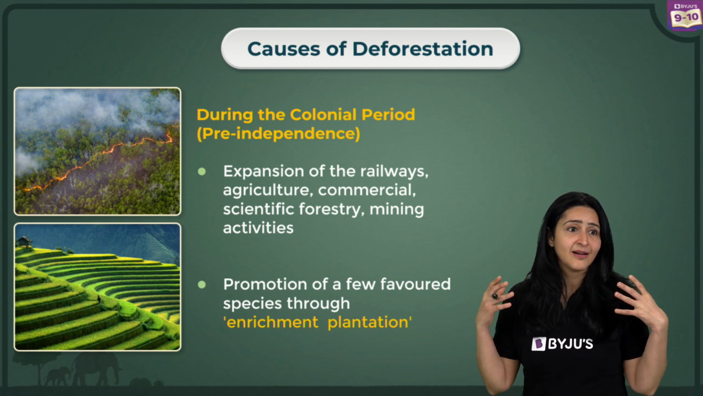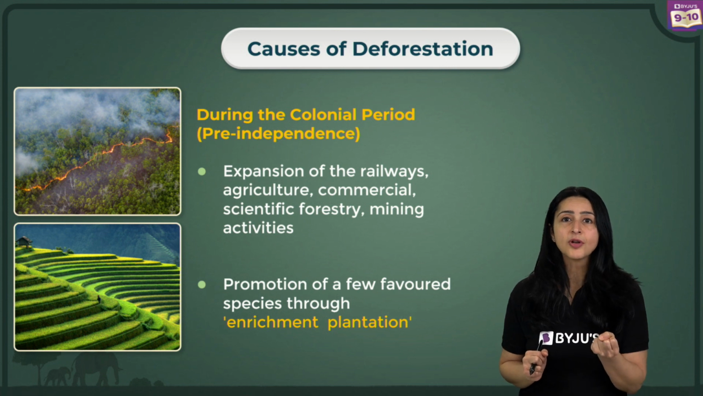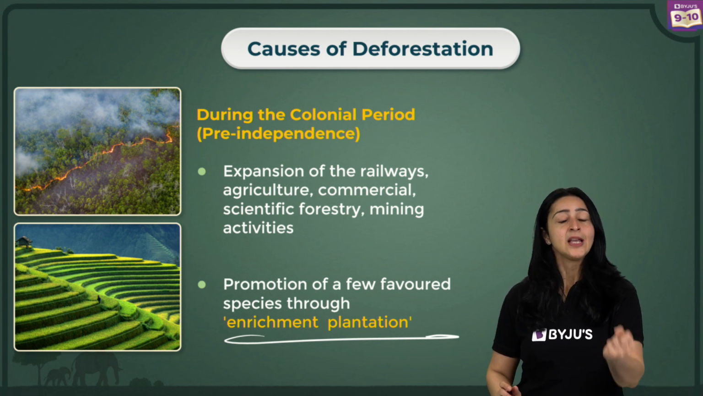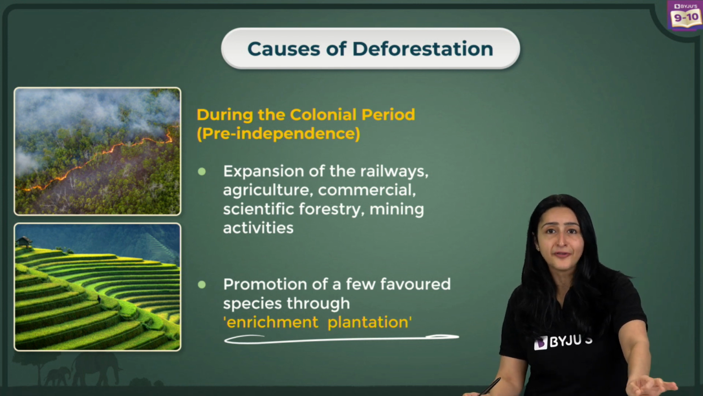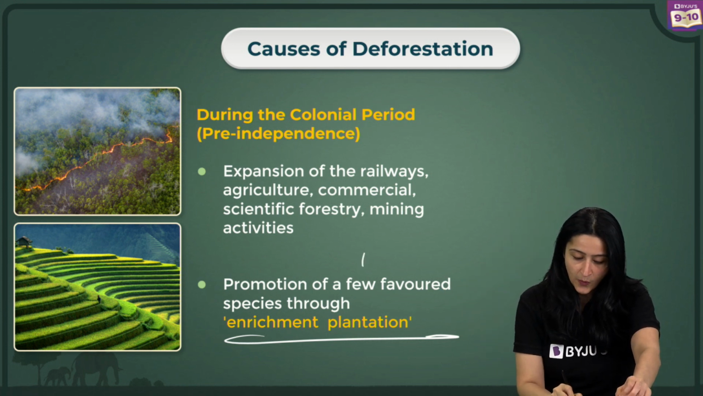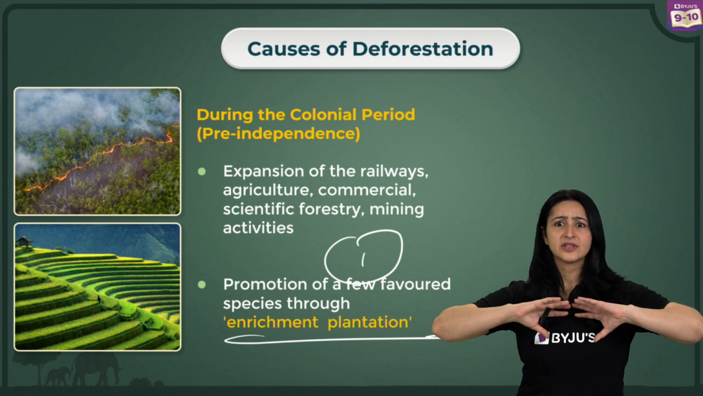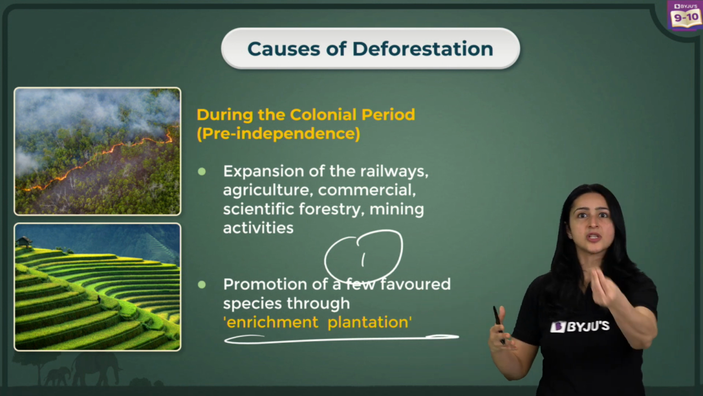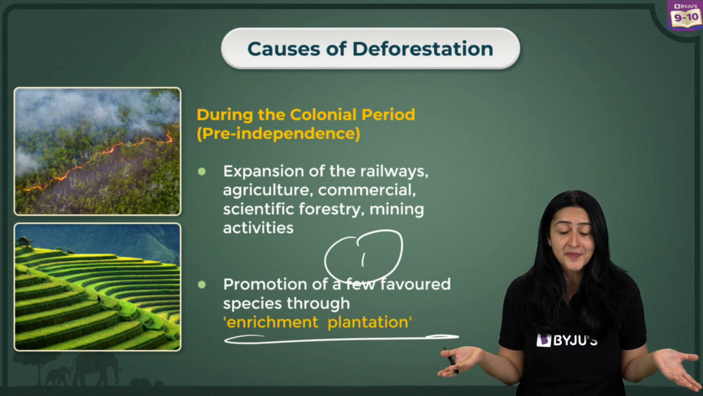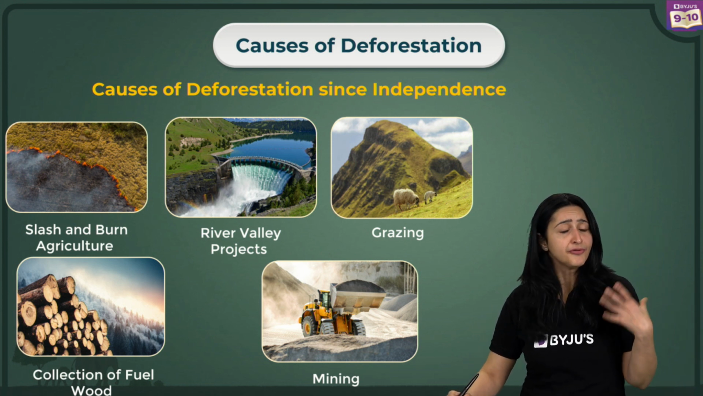All profit-based activities, right? Now, another cause in many parts of India was the promotion of a few favored species through what we call enrichment plantation. Now, what exactly is enrichment plantation? So, enrichment plantation is a type of farming in which you have one single commercially valuable species which is extensively planted, and all other species are eliminated. So, it's kind of like you're taking away all the endemic species of that particular forest, and you're planting just one species over there which is meant only for profit. And we know that the British was interested in profit, right? So, as we understand, deforestation was done during the colonial period to favor the British profits.